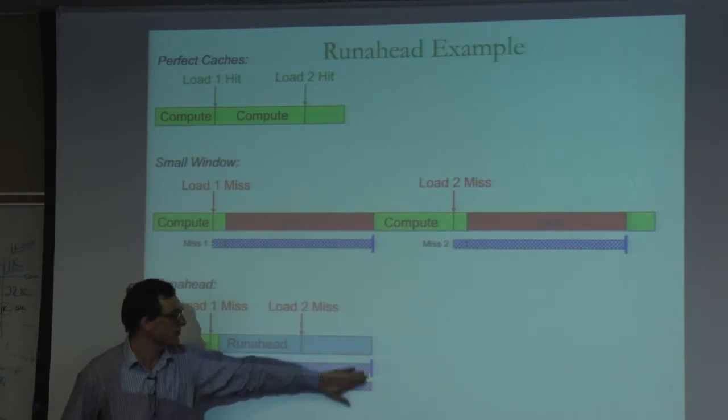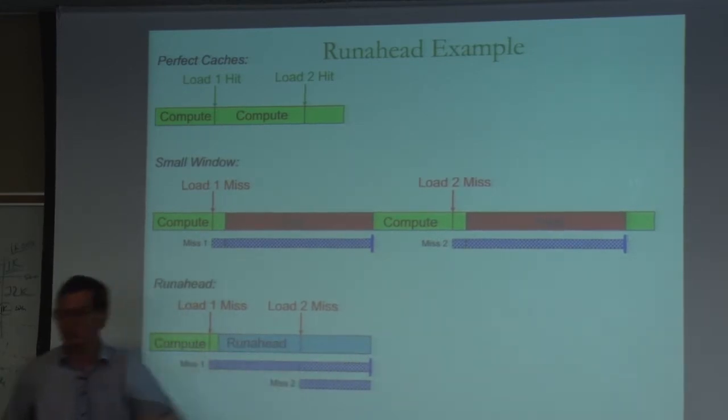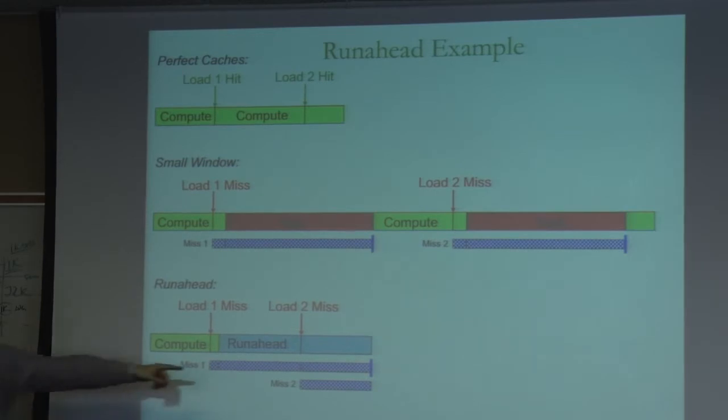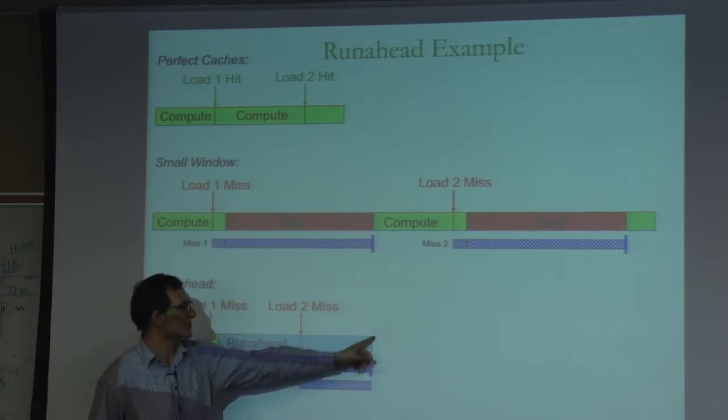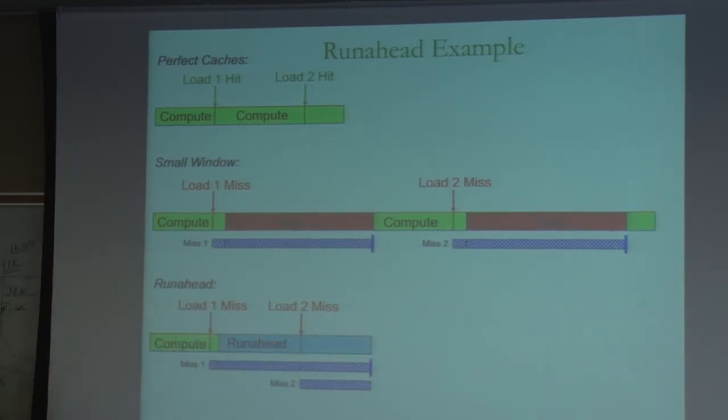That cache miss starts getting serviced in parallel with the original cache miss. When the original cache miss returns, the run-ahead processor flushes its pipeline, restores the checkpoint, the program counter, load 1's program counter, restores the register file state at that point, and then re-executes load 1. Now it's a hit. And then it keeps re-executing instructions.